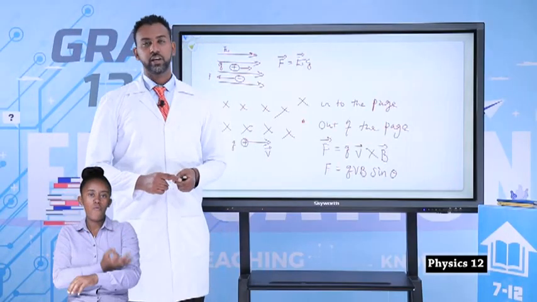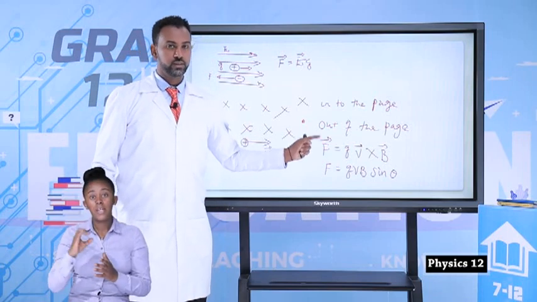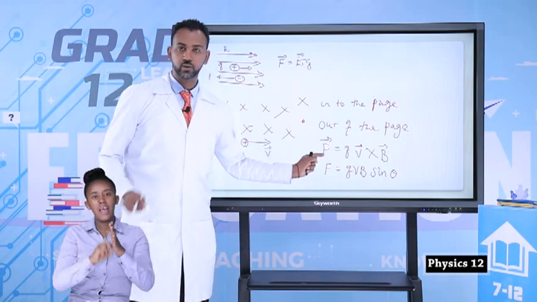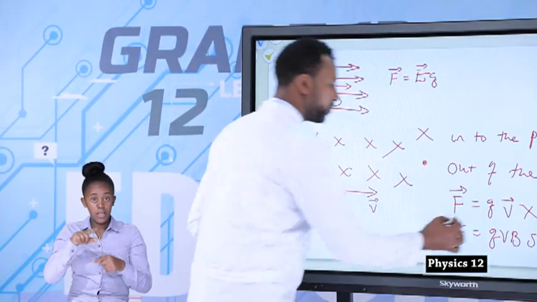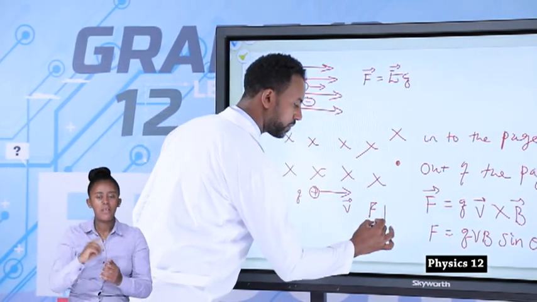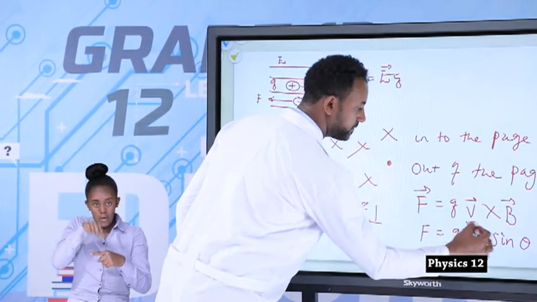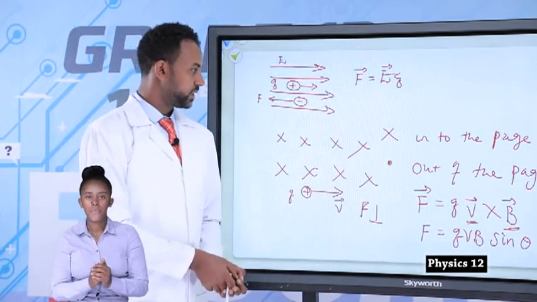How do we determine the direction? Well, from cross vectors, you already knew that the resultant vector is always perpendicular to those vectors. Therefore, in this case, the force F is always perpendicular to both the velocity V and the magnetic field B. So let's try to see it here.